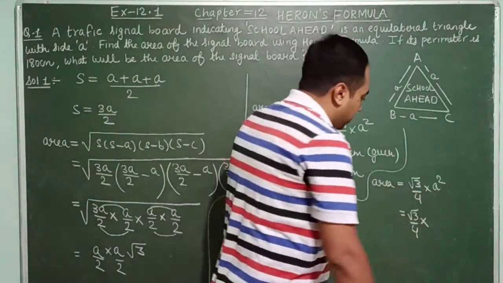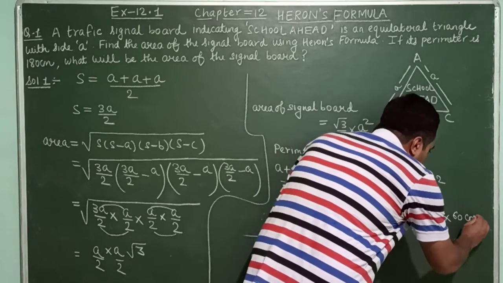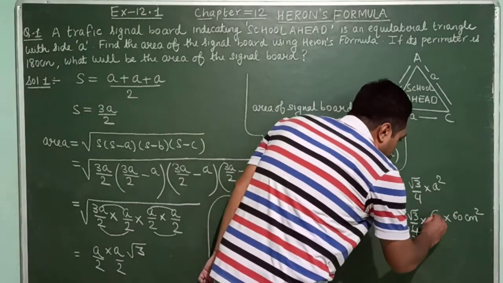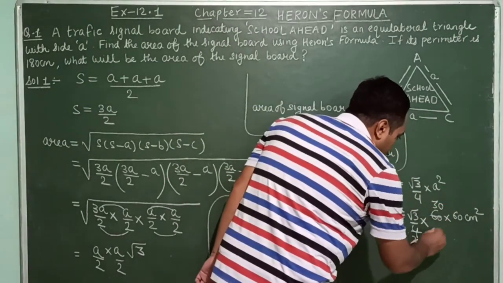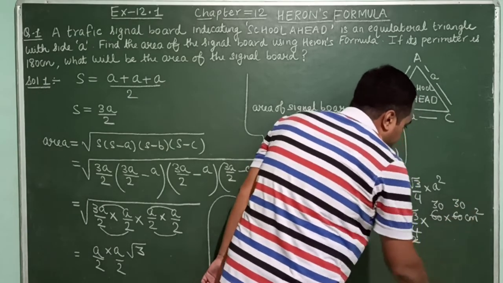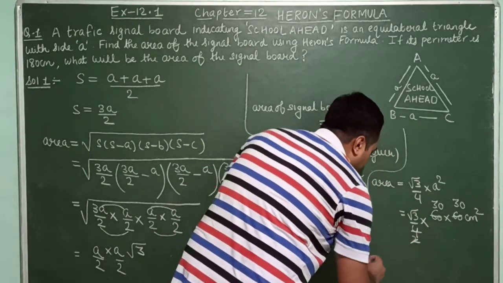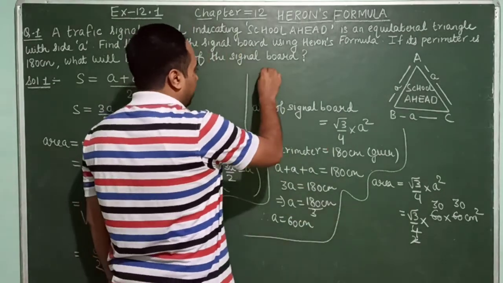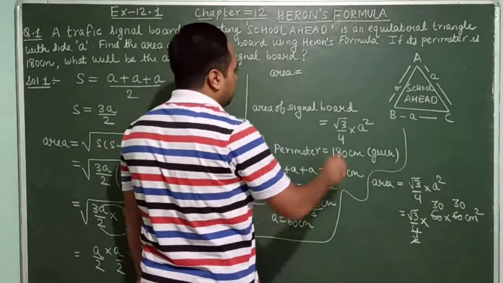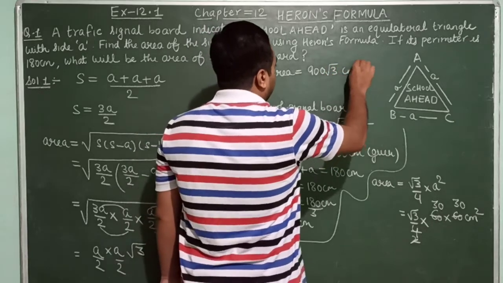So replacing A by 60, we'll get 60 into 60 centimeter square. Now solve it. 2 2s are, 2 30s are, again 2 1s are 2 30s are. So therefore I am writing answer over here, area is equal to 30 into 30, which is 900 under root 3 centimeter square.